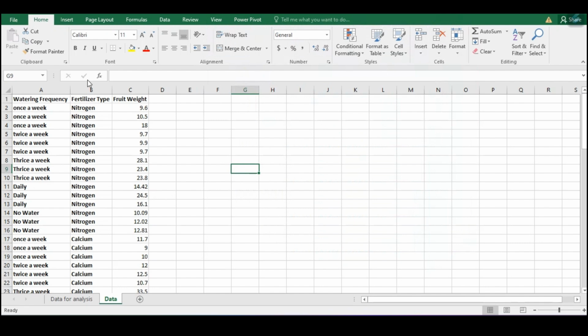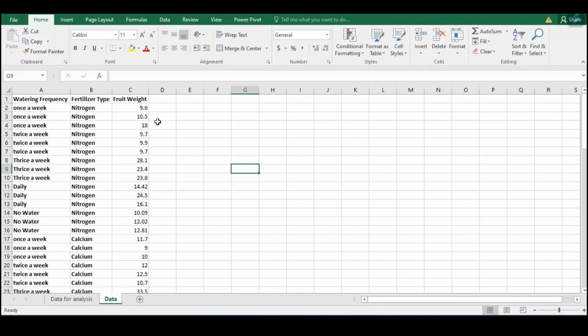In this case, why is it two-way? It's two-way because we have two factors: our factor is watering frequency, and the other factor is fertilizer, and our dependent variable is fruit weight. So we want to see the influence of either watering frequency on fruit weight, or fertilizer type on fruit weight, or both watering frequency and fertilizer type on fruit weight.